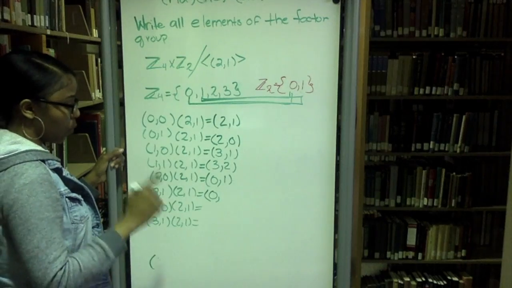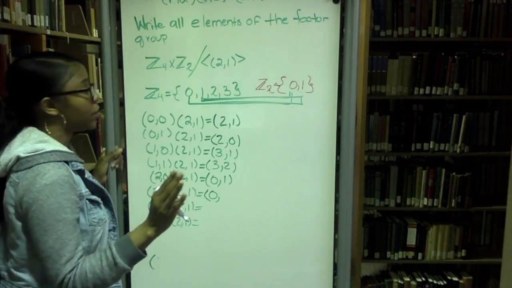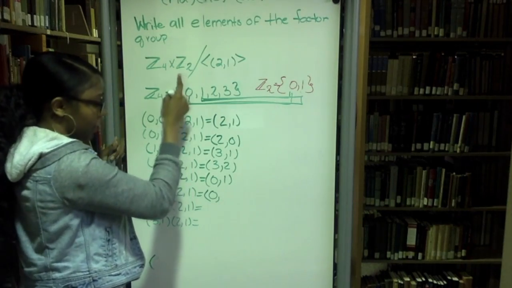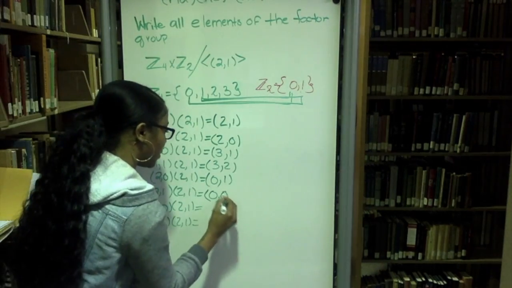Then we have 1 plus 1, which gives us 2, and keep in mind that we're adding under mod 2, so we subtract 2. This gives us 0, 0.